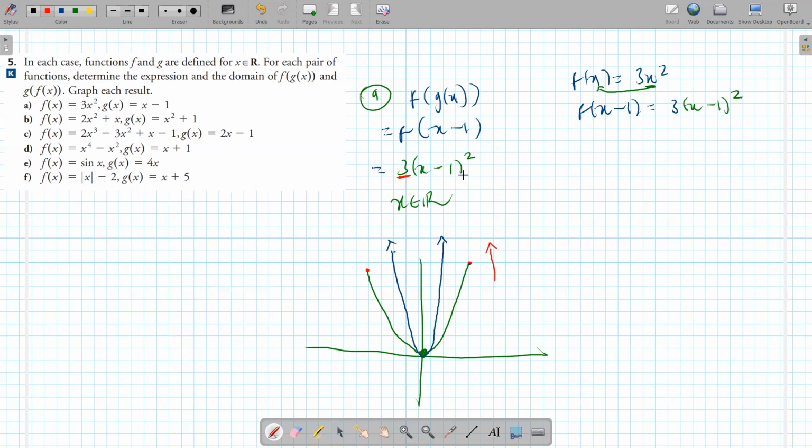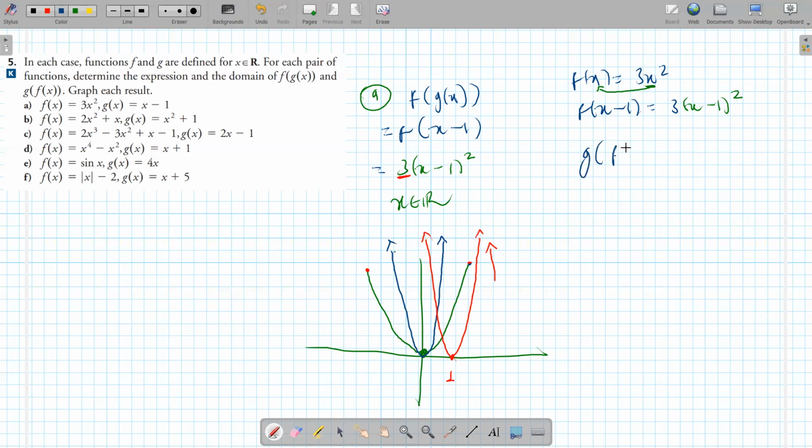The minus 1, does it move to the left or to the right? It's inside the function. To the right, exactly. So the final graph would look something like this. Boom. So not too difficult. The x-intercept here would be a 1. So that's f of g of x.